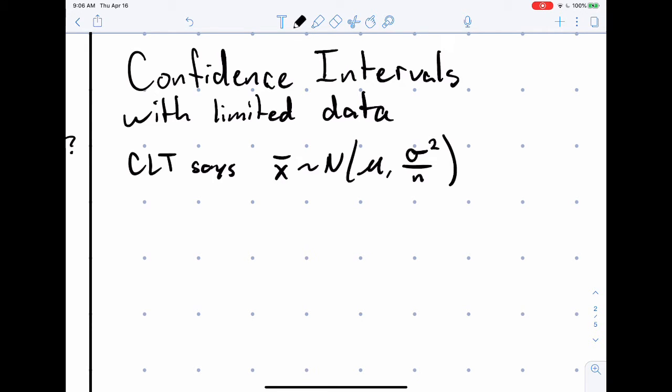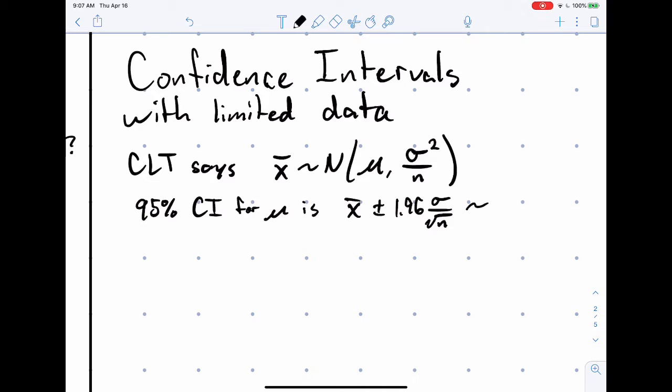The central limit theorem says that x bar is approximately normal with mean mu and variance sigma squared over n. We use this result to derive a 95% confidence interval for mu, and we just take x bar plus or minus 1.96 times sigma divided by the square root of n.